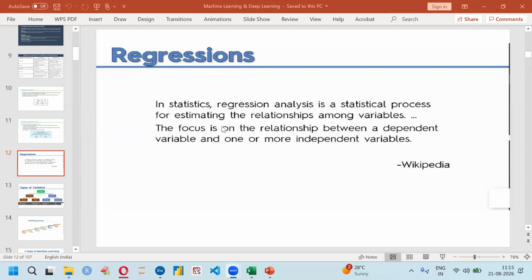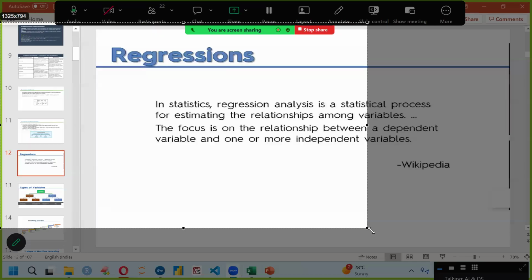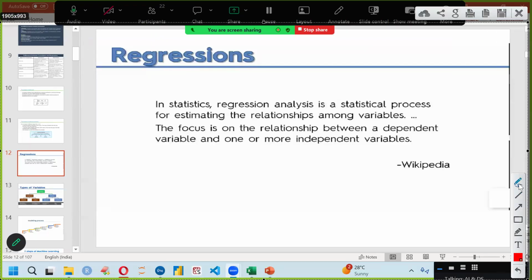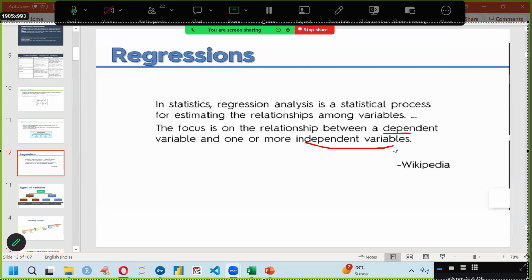Okay, so by definition, this is regression. In statistics, regression analysis is a statistical process for estimating the relationship among variables. The focus is on the relationship between a dependent variable and one or more independent variables. So let us try to understand first what is dependent variable and what is independent variable. For this, let us take an example.